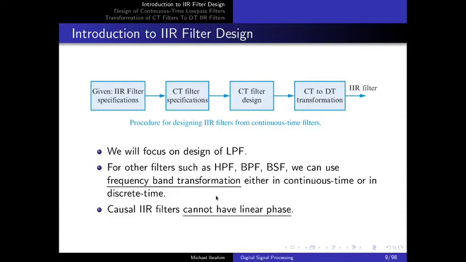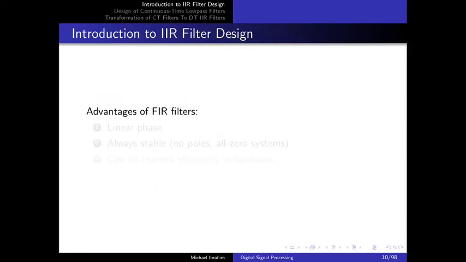Causal infinite impulse response filters cannot have linear phase because, as we have discussed in the previous chapter, the phase linearity is related to the symmetry in the impulse response. And since we have a causal IIR filter, the impulse response is 0 before 0, which means we cannot have this symmetry in the impulse response, and hence we cannot have a linear phase causal IIR filter.